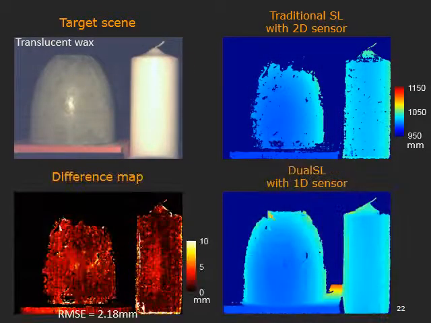The scene involving wax objects has significant subsurface scattering, which adds to global illumination. Once again, dual structured light provides depth maps that are significantly better than traditional structured light.